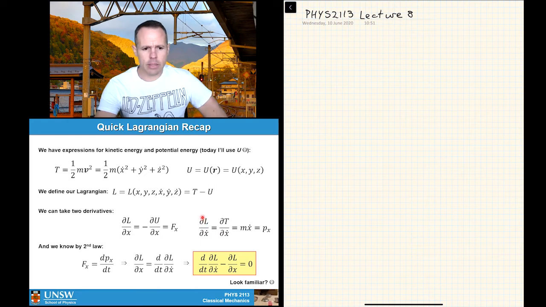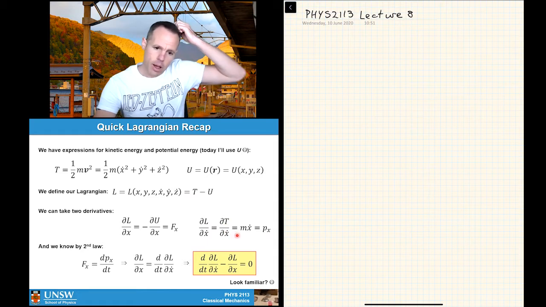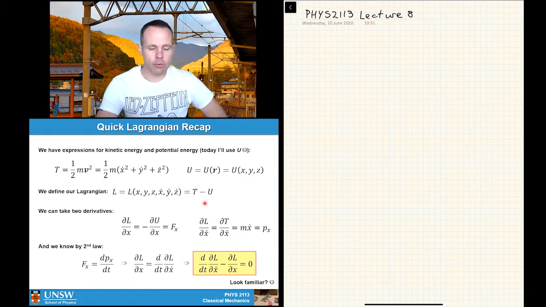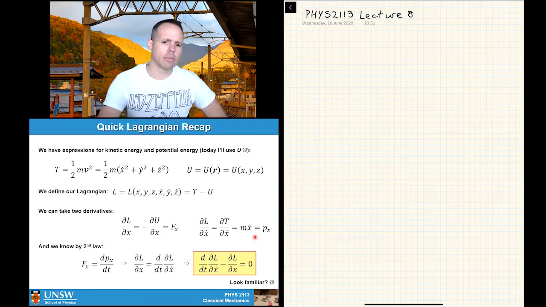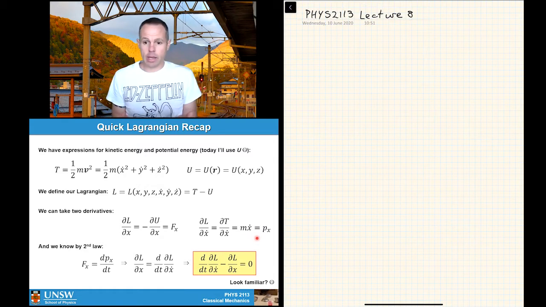The other aspect is dL/dẋ, and this one we did make more of back in lecture 3. It ends up being essentially all of your velocity terms are carried by your kinetic energy. So it's usually something like dT/dẋ, which ends up, if you take the derivative through there, as mẋ, which is basically just p_x, okay?